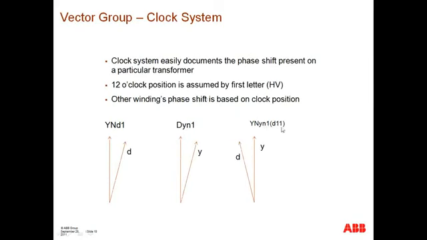And then we have parentheses to illustrate the tertiary winding, and that's D11. In this particular case, the delta is actually leading the high voltage winding by 30 degrees. Thus, it's at this particular position in the clock.